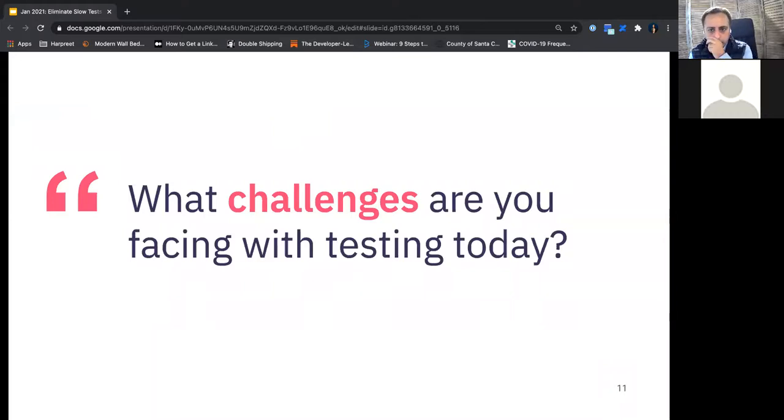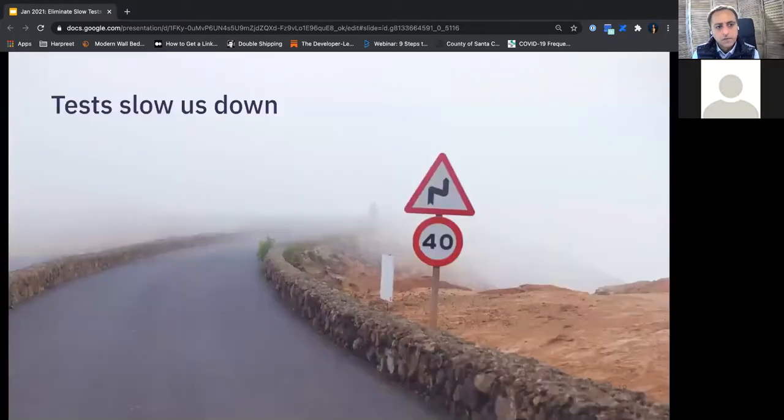And I'll throw this to you guys and girls on the call: think about what the key challenges you're facing with testing are as you go through this presentation. One of the key ones we've seen is this notion that tests slow us down. It's almost like the rest of the world is watching a few unicorn Silicon Valley companies who are really driving things continuously and fast, and everybody is desperately trying to follow.